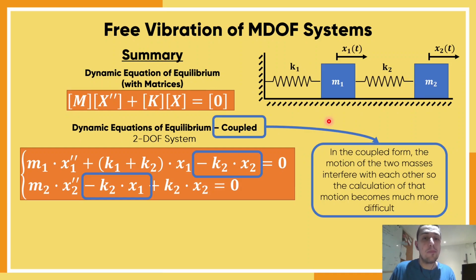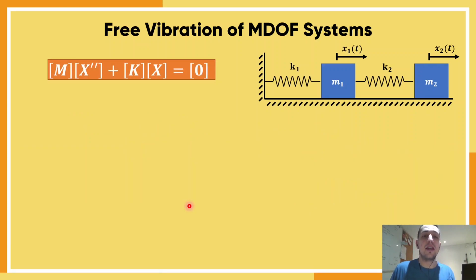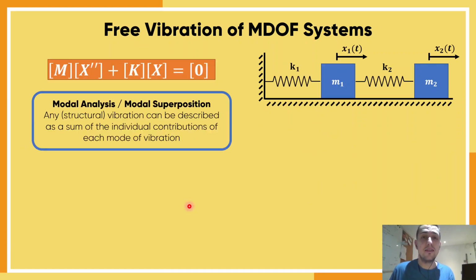As a little recap, the coupled form of the equations just means that in our dynamic equations of equilibrium, the motion of the two masses is interfering with each other, and because of that, we didn't know how to calculate it. Now, the secret to unlock this coupled dynamic equation of equilibrium is the concept of modal analysis or modal superposition. If there's an important concept to understand, it is this one, more than knowing how to calculate the numbers and how to do it by hand.